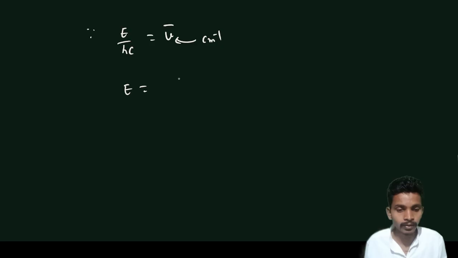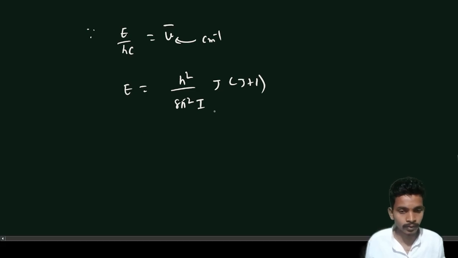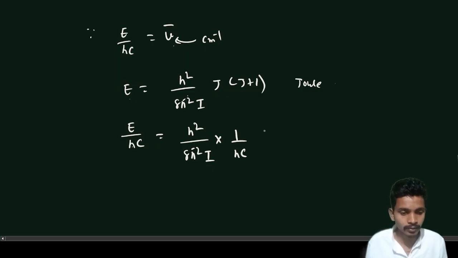And we know that E is, here we derived, h square upon 8 pi square I into j plus 1. Okay, so now for getting centimeter inverse, this is in joule. So if I divide by E upon Hc, that is equal to centimeter inverse. Here E is this value, so if I divide E by Hc, I also have to divide this expression by Hc.